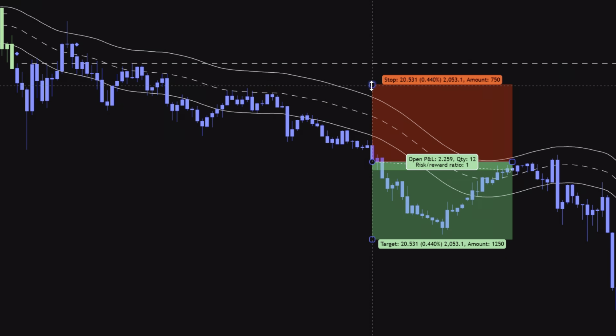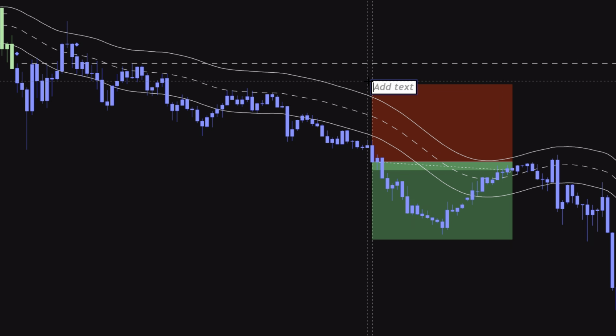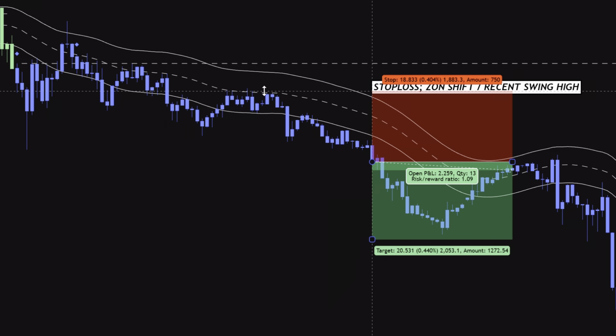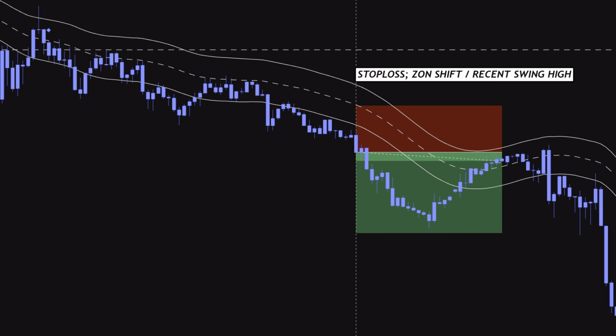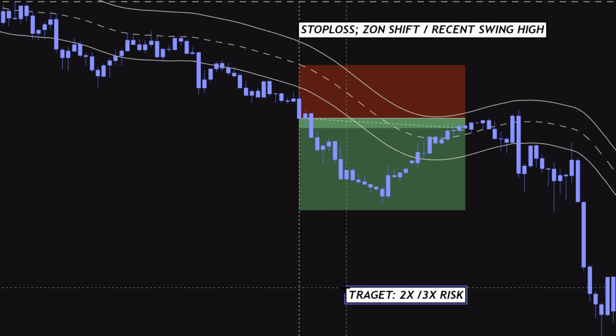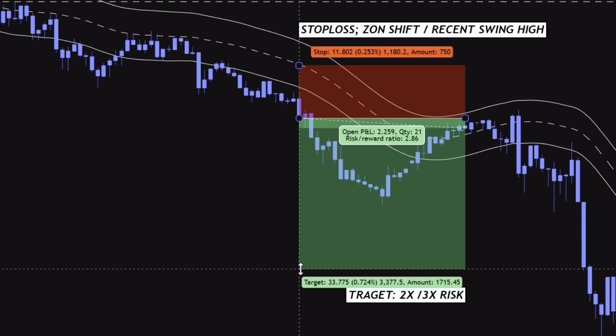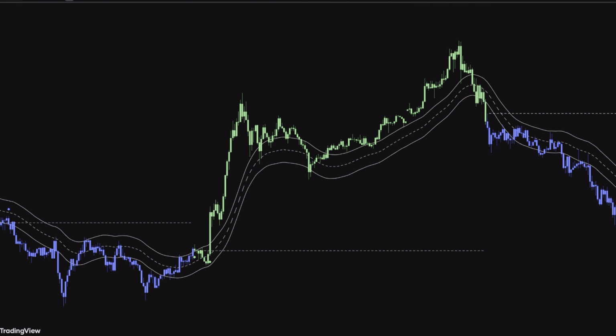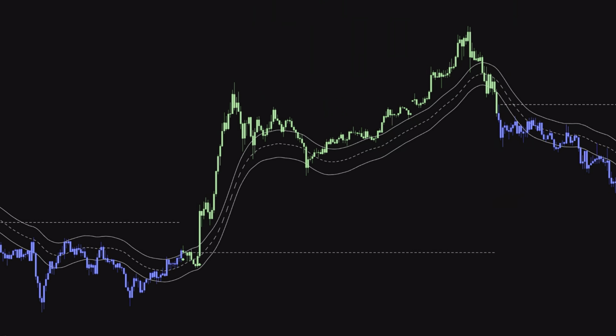For this strategy, place your stop loss either at the Zone Shift channel or above the most recent swing high, whichever makes more sense based on the chart structure. For the target, aim for at least a 2-to-1 or 3-to-1 risk to reward ratio. Now let me show you by example so you can understand the strategy even better.